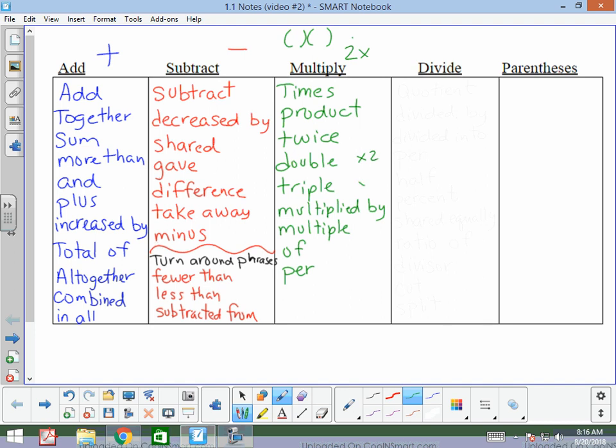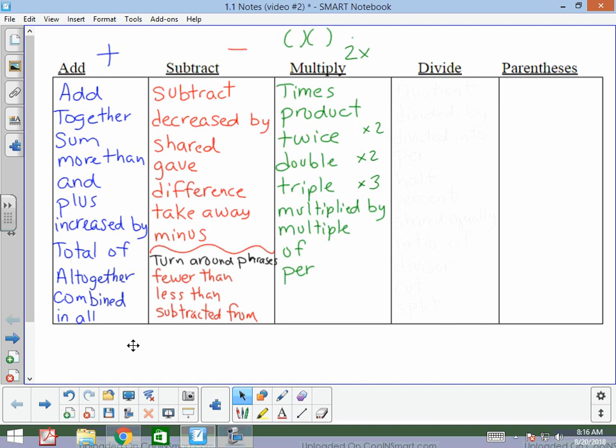Triple means times 3. And notice I put the X in front. I'm just showing you that means to multiply by 2. Triple, multiply by 3. Multiplied by, multiple of, and per. Twice means multiply by 2 also. Okay. Per, we're going to use it for multiply, and we're also going to use it for divide.